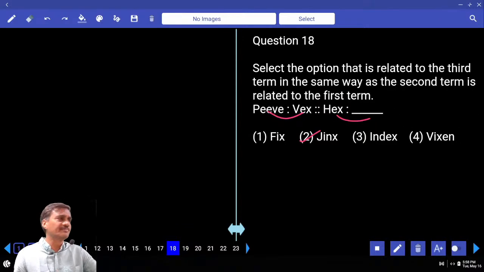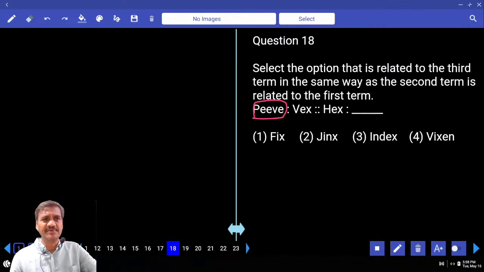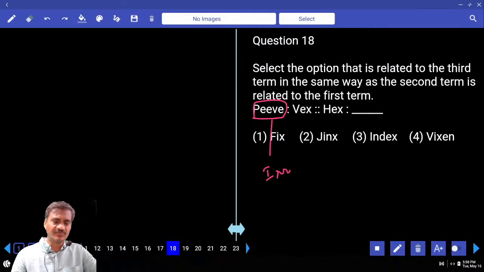What do you mean by this one? Peevish? Peeve? Peevish means irritating. Peeve is nothing but irritating. Now if one irritates, then what happens to this one? You will get vexed, isn't it?